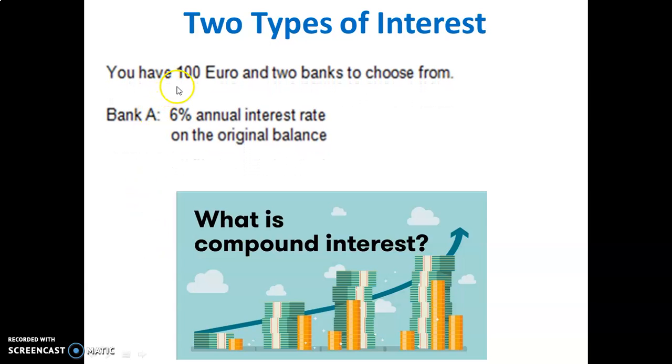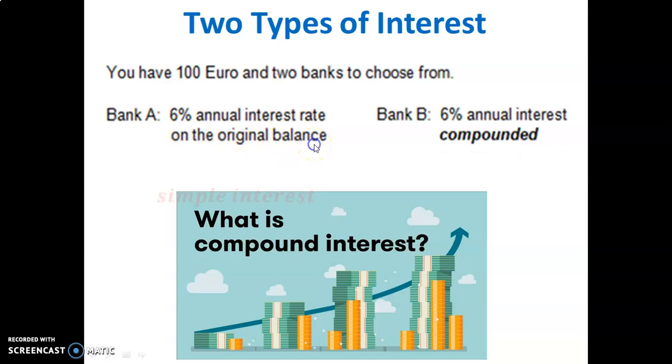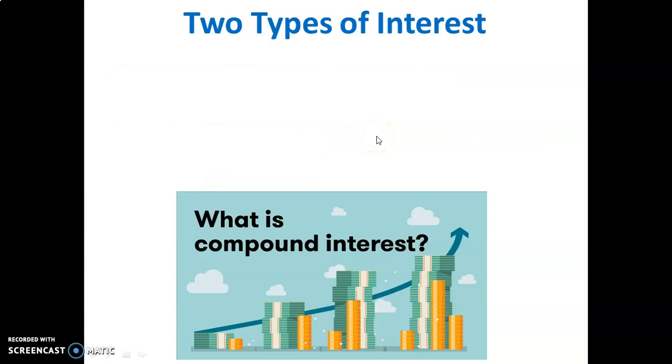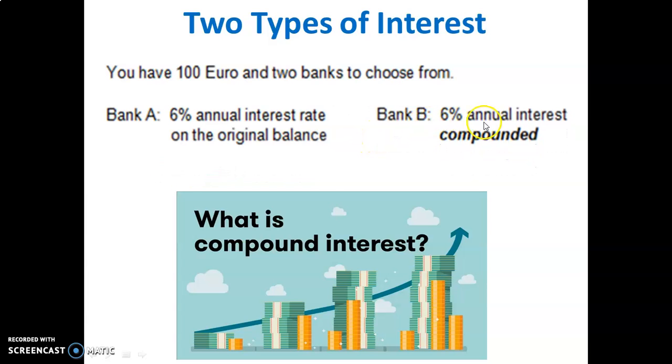Let's say you have €100 and two banks to choose from. In Bank A, they are offering you a 6% annual interest rate on the original balance. In Bank B, they're offering you 6% annual interest compounded. So this is a key word here in banking, compounding. What is compound interest?